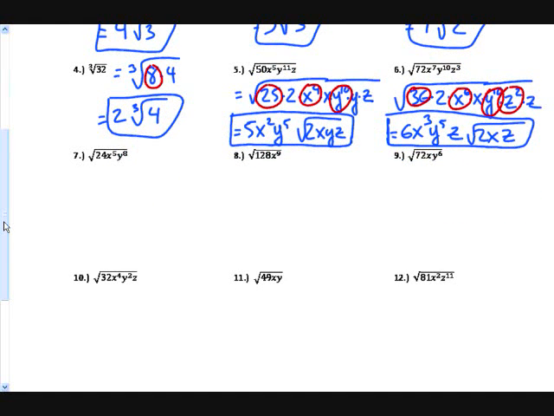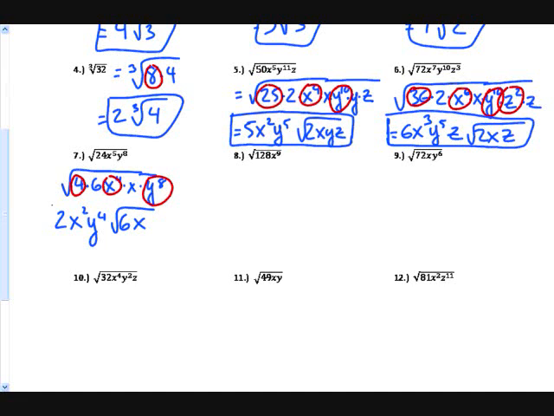For the next one, again, looking for perfect squares here. So I've got the square root of 24 is 4 times 6. X to the 5th, I can break into x to the 4th times x. And then y to the 8th is already a perfect square. I take the square root of 4 as a 2. The square root of x to the 4th is an x squared. The square root of y to the 8th is a y to the 4th. And now underneath my radical, I still have the 6 and the x.